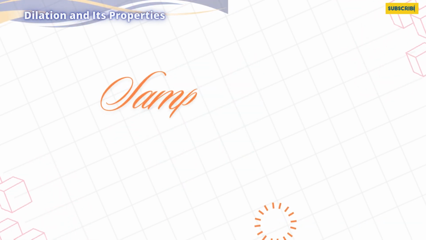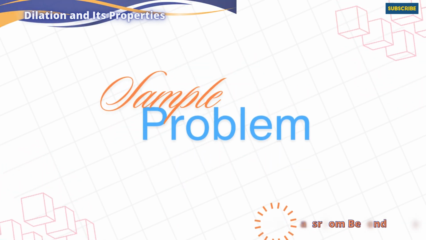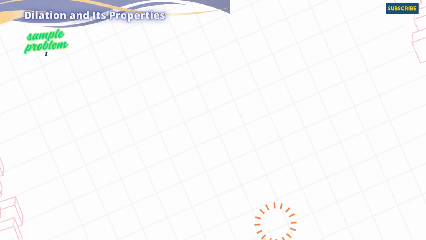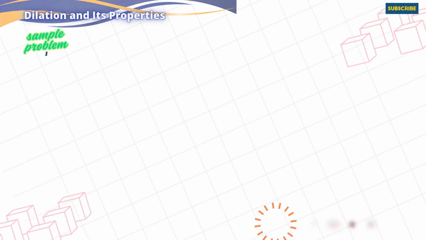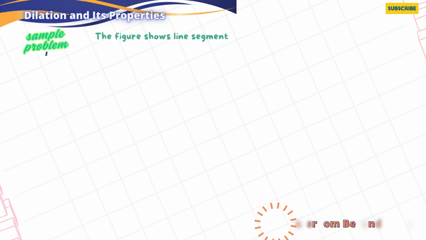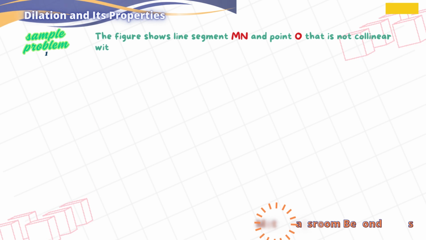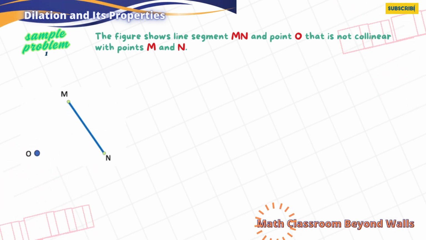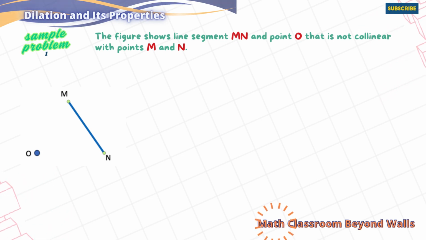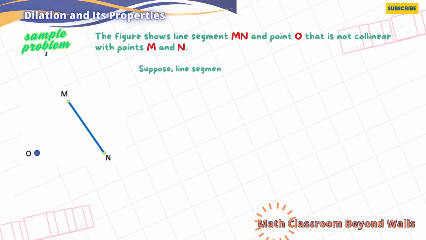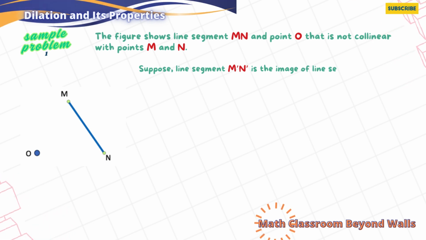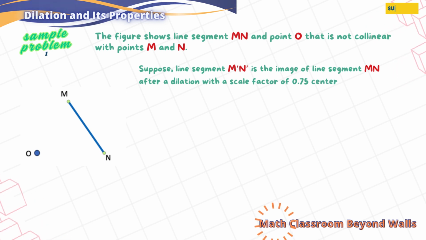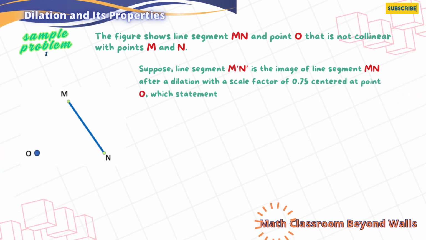Let us look at the sample problems here to check our understanding of the concepts. Sample problem 1, here is the problem. The figure shows line segment MN and point O that is not collinear with points M and N. So the figure is given here. Suppose line segment M prime N prime is the image of line segment MN after a dilation with a scale factor of 0.75 centered at point O.